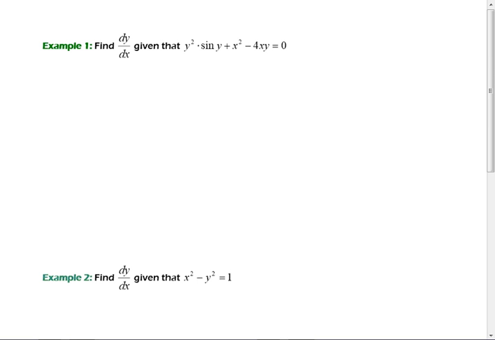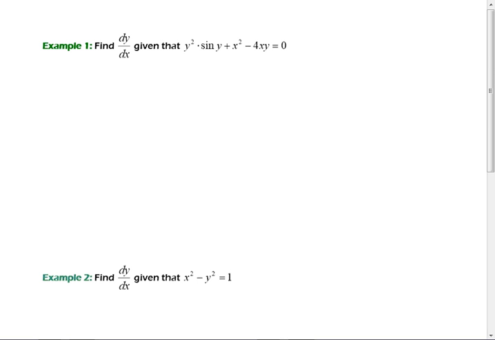Can you solve that equation for y? I got a y squared times the sine of y minus 4xy. Can you solve for y? No. It can't even be done. So the only way to do this is just to take the derivative, we say implicitly, okay, Alex? We say implicitly, we're going to take the derivative as written.